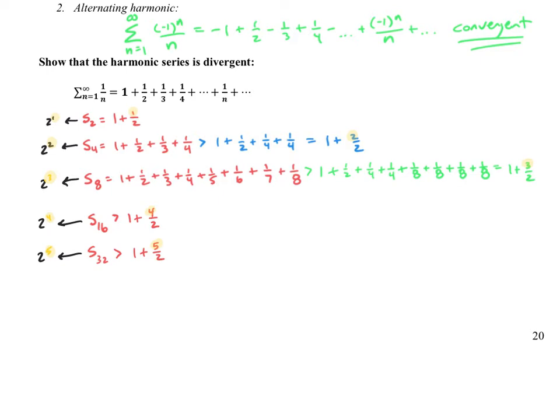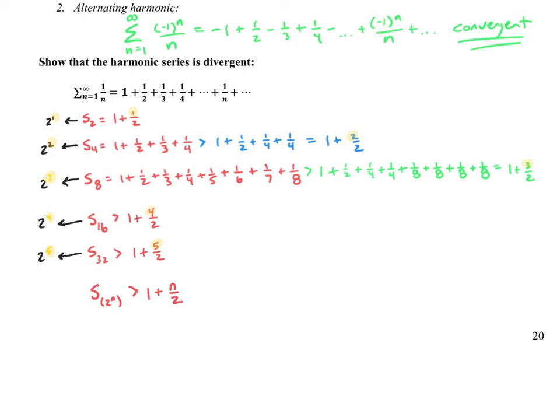So let's jump ahead to the sum of just simply 2 to the power of n. Now again, we calculated 2 to the first, 2 to the second, 2 to the third, 2 to the fourth, 2 to the fifth. And if we calculate the nth partial sum, it is greater than 1 plus n over 2, or n halves.